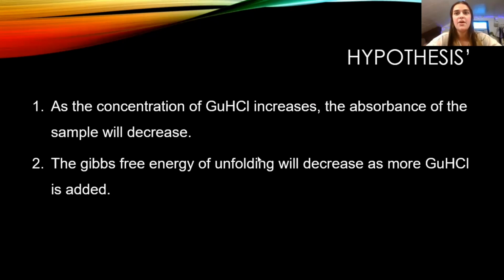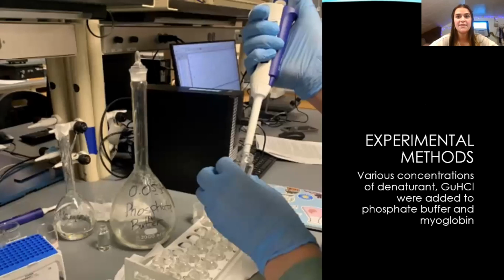Another hypothesis was that the Gibbs free energy of unfolding will decrease as more guanidine hydrochloride is added. As more denaturant is added, the unfolding of myoglobin will be more favorable, and the Gibbs free energy will decrease and eventually become negative.